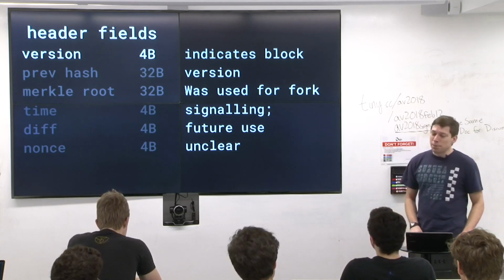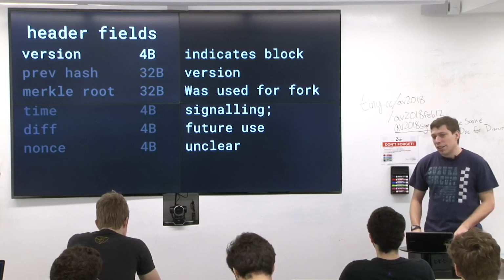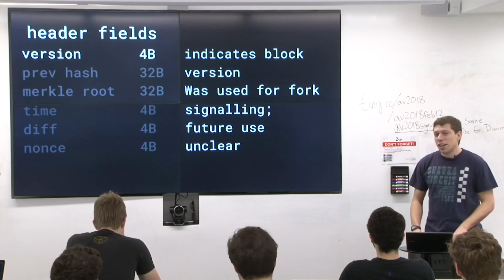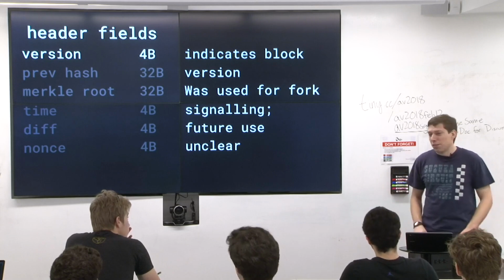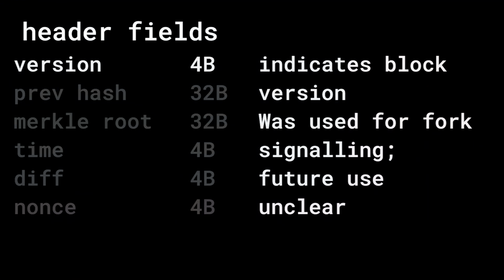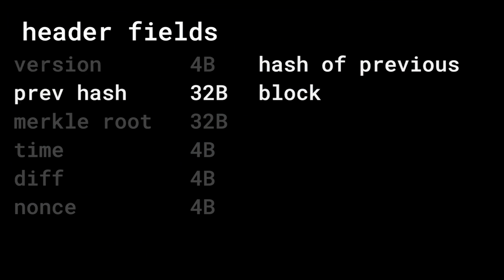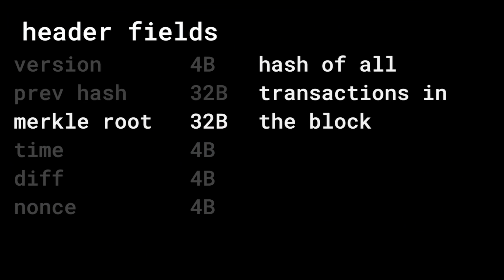In practice, what happens is you'll see in your logs all the time, unknown version detected, and it's just someone setting random numbers in the version field, and it doesn't seem to mean anything. So not super useful. Previous hash, just like in the problem set, is the hash of the previous block, 32 bytes. Merkle root, as described a few slides before, is the hash of all the transactions in the block.